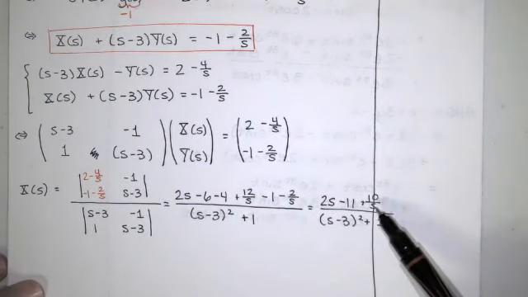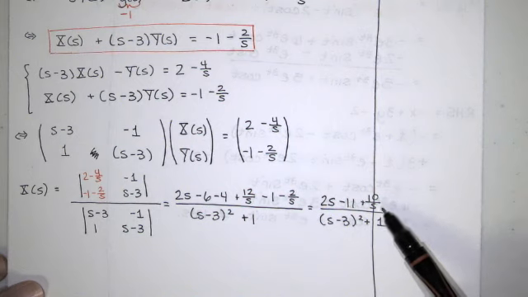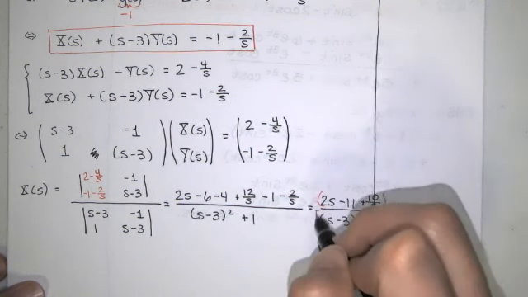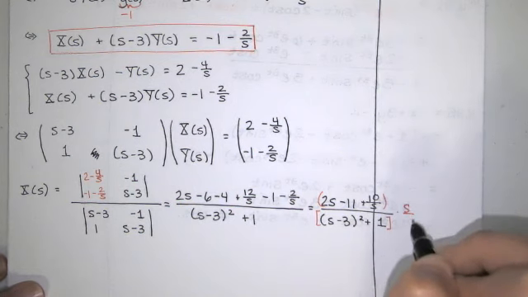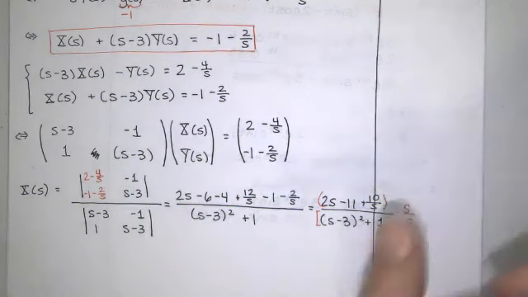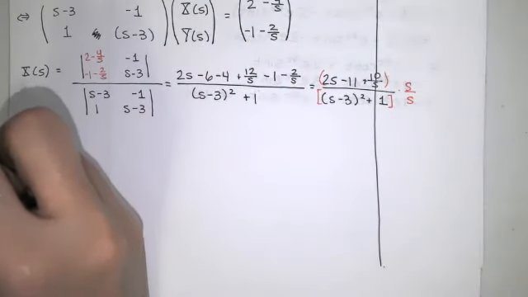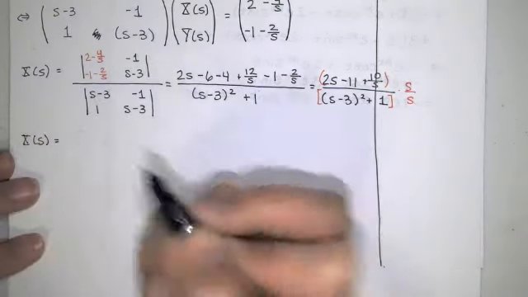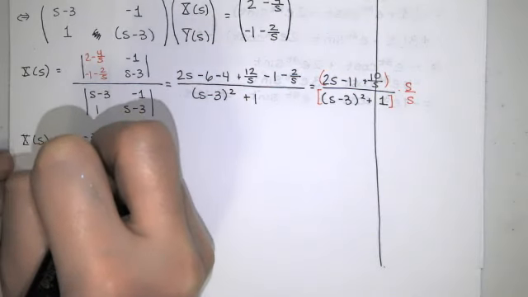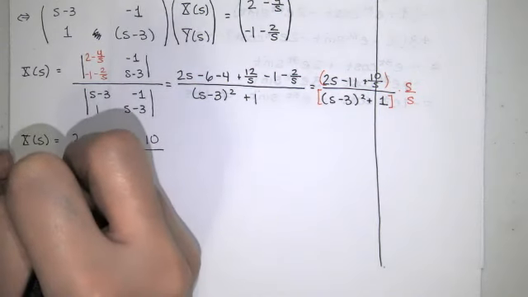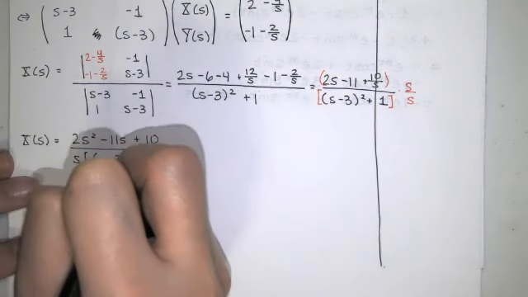And I don't like to have those complex fractions, so I will multiply the numerator and denominator of this by that denominator to clear the fractions. So it's multiplied by s over s. So we have x of s equals 2s squared minus 11s plus 10, all divided by s times the quantity s minus 3 squared plus 1.